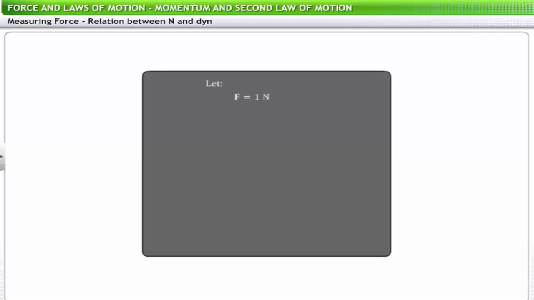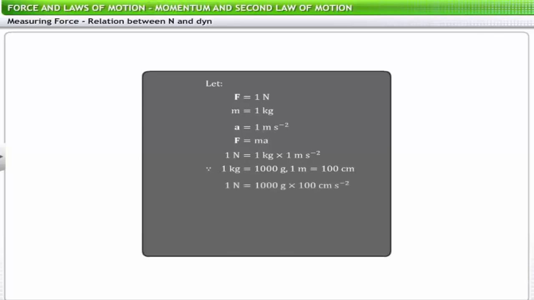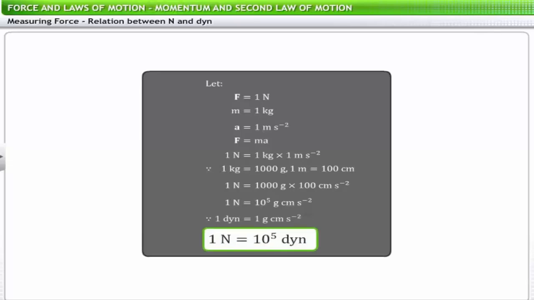Consider unit values for force, mass, and acceleration of an object, and substitute these values in the expression F is equal to ma. You get 1 Newton is equal to 1 kilogram meter per second square. Since 1 kilogram equals 1000 gram and 1 meter equals 100 centimeter, 1 Newton is equal to 10 raised to the power 5 gram centimeter per second square. Since 1 dyne is equal to 1 gram centimeter per second square, 1 Newton is equal to 10 raised to the power 5 dyne.